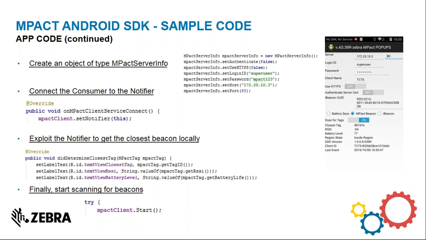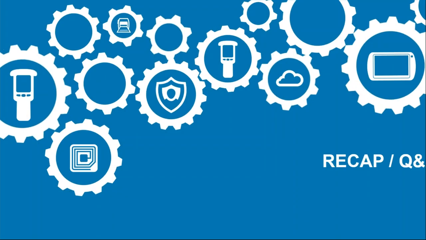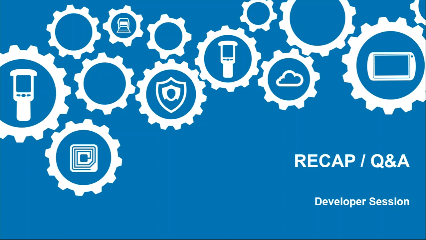So at the end, when you ask the MPact client to start looking for beacons, you get the information of the latest and the closest beacon through a specific API called the DID, determine closest beacon tag, where you can retrieve the ID of the tag and some other useful information such as the RSSI level and the battery level. This is very close to what we saw for the printer example before. On the right side of the screen, you can see the MPact sample code that comes with the server and the SDK. I think I'm over about that.